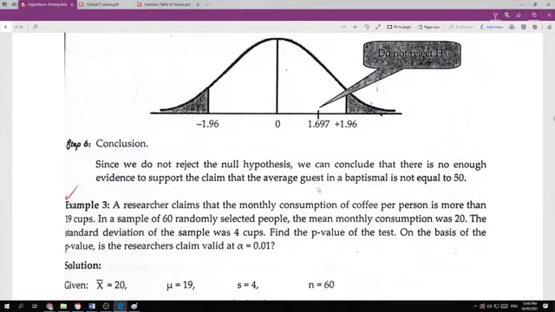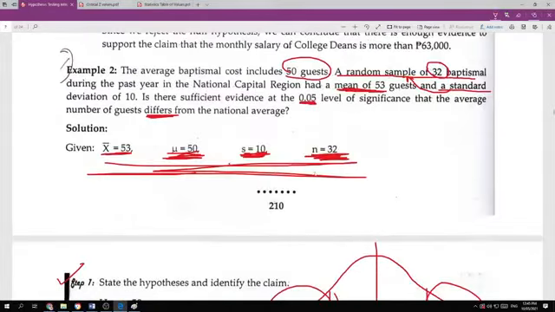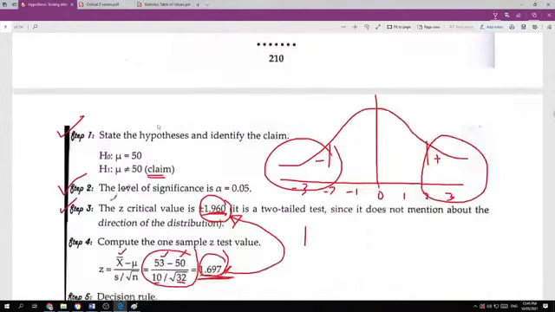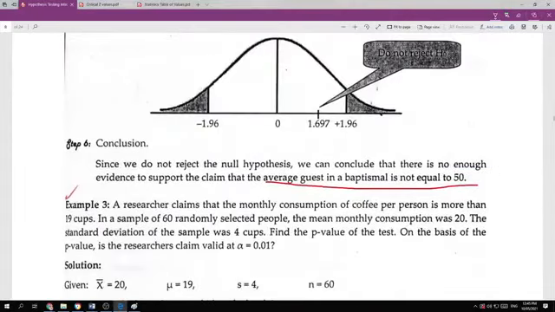Okay, the claim is that it is not equal to 50. It's stated here that it differs. So when you say differ, it is not 50. So meaning, our claim has no enough evidence to support the claim. Okay? So take note of this step number 6. Is step number 6 clear?